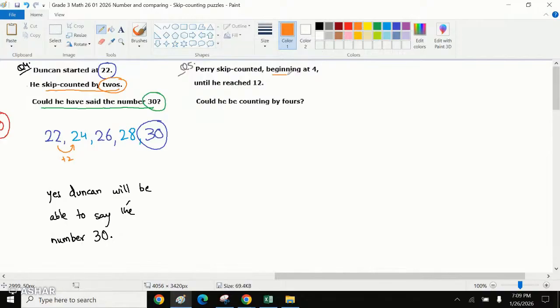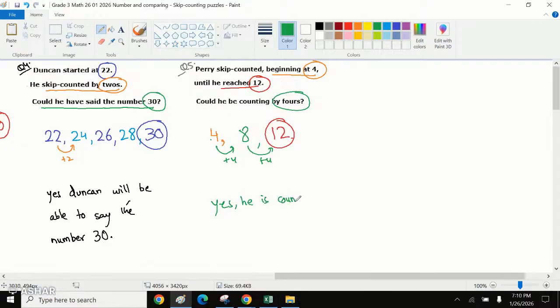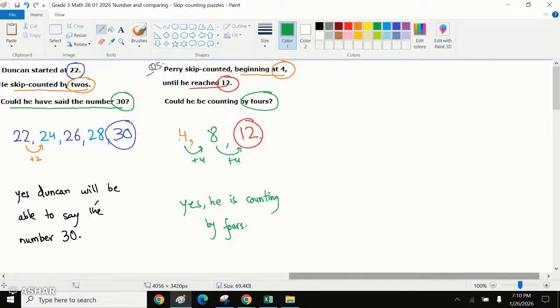Perry is beginning at 4, right? That means we start at 4. Perry begins at 4 until he reached 12, right? What they are asking us is, could he be counting by 4s? Can he count by 4? 4 plus 4 is 8, and 8 plus 4 would be 12, right? Yes, thank you, May. Thank you, Lego Boy. Yes, he is counting by 4s. Okay, thank you.